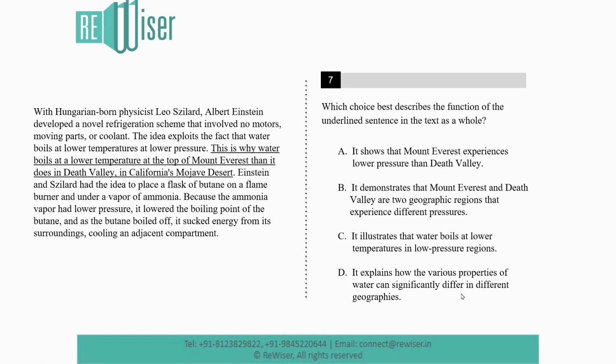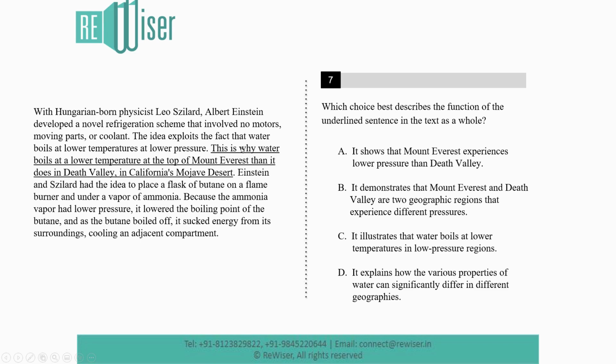So let's take an understanding of what the text says, and then we could find out what is the function of the text. Just before the underlined portion, you could clearly see that the author begins by stating that Albert Einstein and Leo Szilard developed a new refrigeration scheme that involved no motors, no moving parts, or coolant. The next line clearly states that this idea exploits the fact that water boils at low temperatures at low pressure. So the line before the underlined portion illustrates a fact. What is the fact? The fact is that water boils at low temperatures and at low pressures. So this is a fact, and this is why water boils.